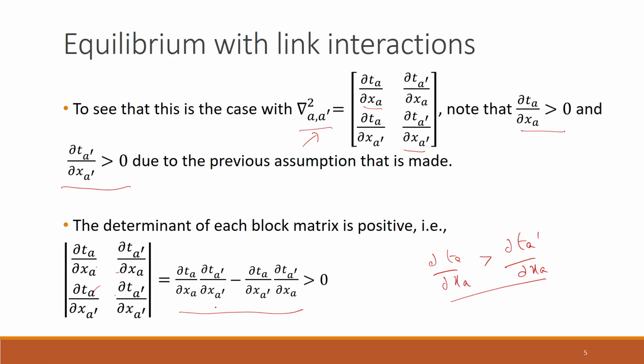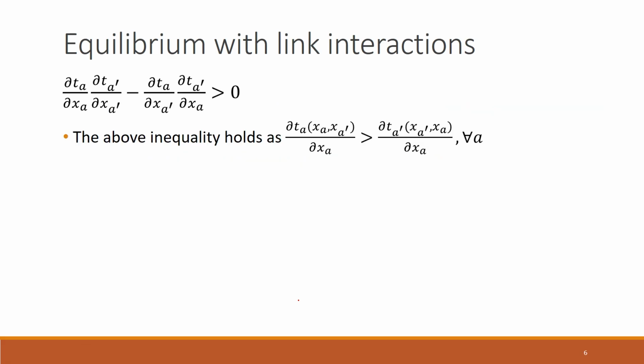So, we can also say that dTA dash with respect to the flow on link A dash is greater than dTA with respect to the flow on link A dash. So, we are saying that this first quantity is greater than this quantity, and we are also saying that this quantity is greater than this quantity. Therefore, together the product of these two terms will be greater than the product of these two terms. So, this is what has been said here.